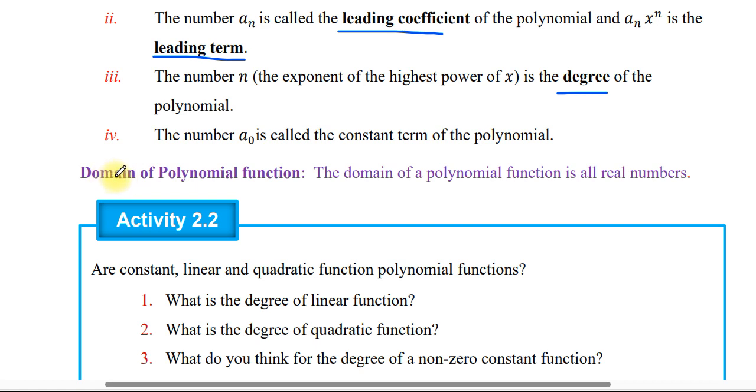ሌላው ዶሜኑን ስናይ ዶሜን ኦፍ ፖሊኖሚያል ፋንክሽን its any real number ነው የሚሆነው። Domain of polynomial function its the set of all real number.